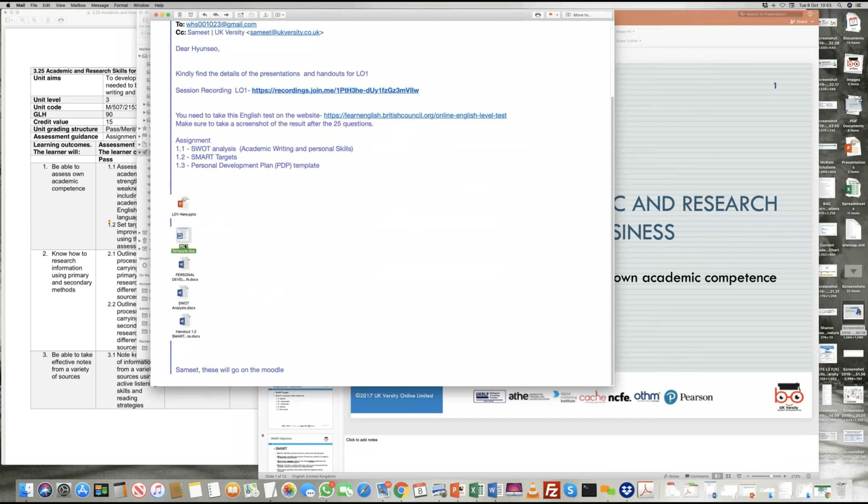So I told you that what you need to do is make a PDP. I told you, make sure that you take a screenshot of the test in terms of the results. You make a PDP, you do your SWOT analysis and develop a SMART target. All these documents I have sent you as templates, as you can see.